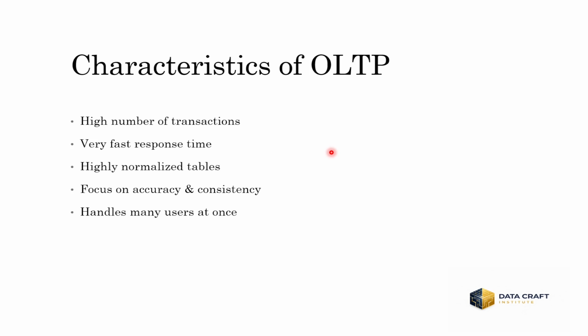In an OLAP system, data is mostly stored in a denormalized way, where everything is in the same table, your name, everything, for easier reporting purposes. We will come to that. Okay, and then as a fourth point, it focuses on accuracy and consistency, and it handles many users at once.